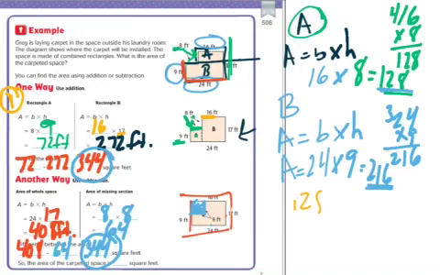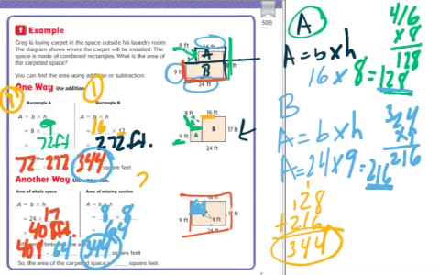So 128 plus 216. 8 plus 6 is 14. I carry my 1. 2 plus 1 is 4. And I get 344. So if you do it the first way, which is right here, if you do it the second way, or if you do it the third way, any way that you're splitting up this shape, you're going to get the same answer. So it's up to you to choose which way works best for you.